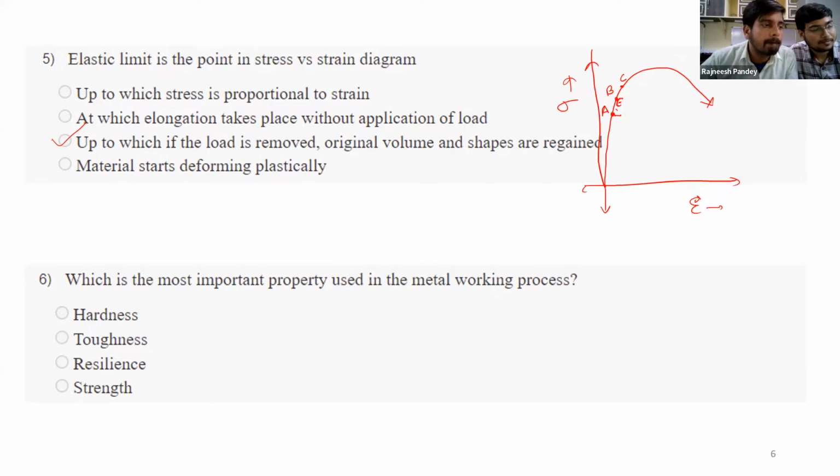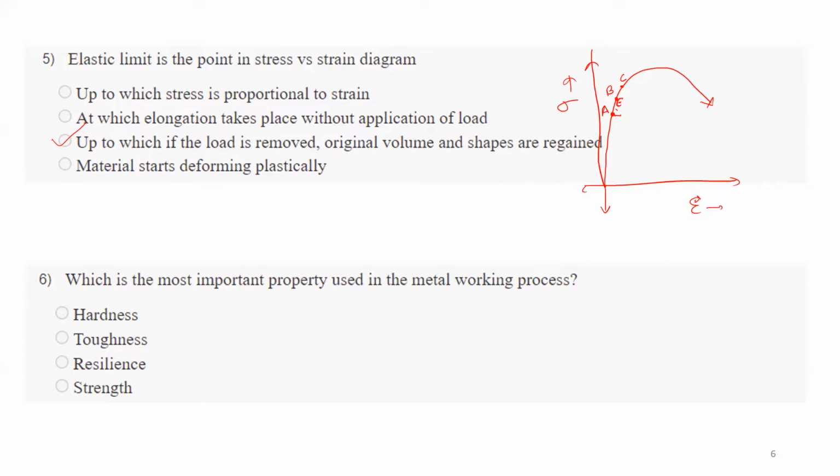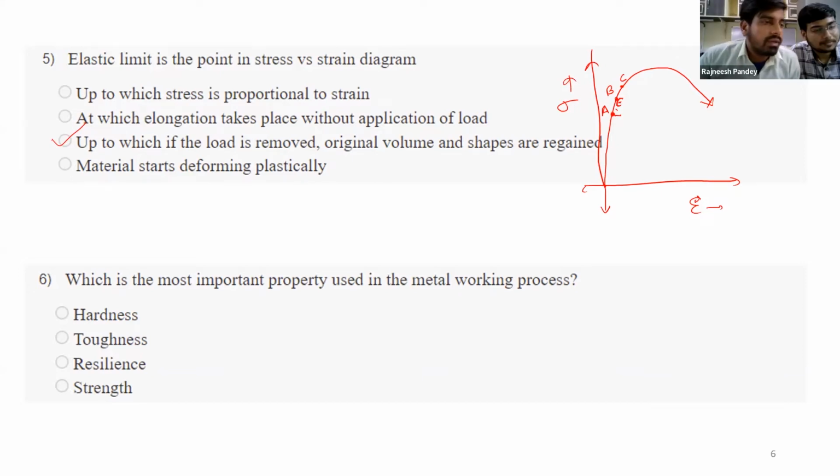Sir, in question number 5, you said that option D is incorrect. So sir, what's the logic why option D is incorrect? Okay, let me come to this point. "Material starts deforming plastically" means what? Let's understand with an example. If you have a sample, when you start doing deformation in tensile testing, what events are going to happen with this sample?